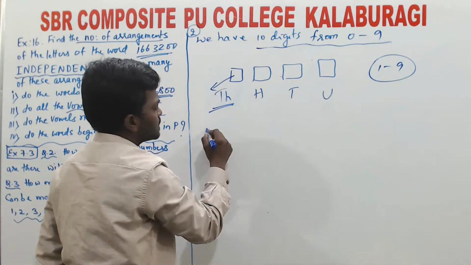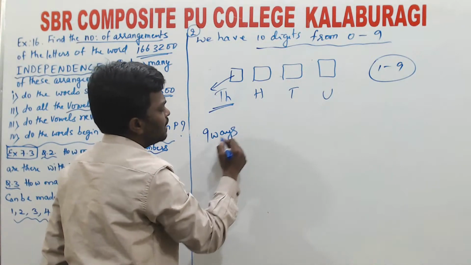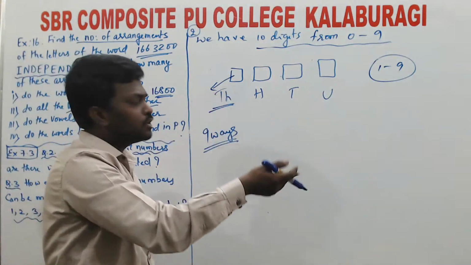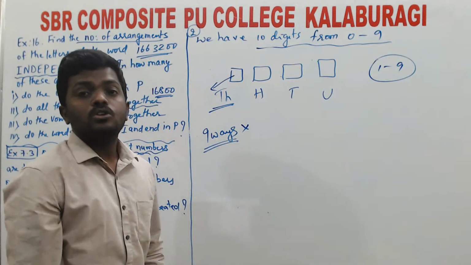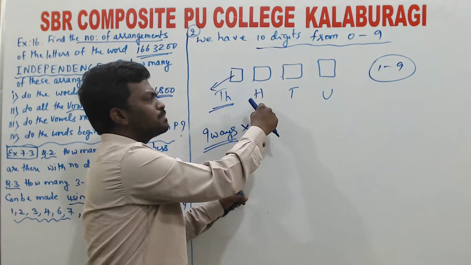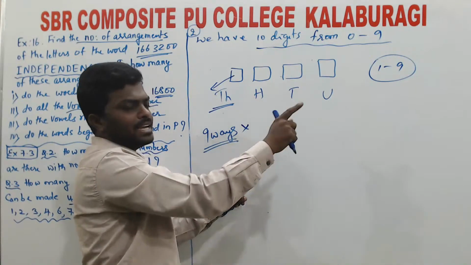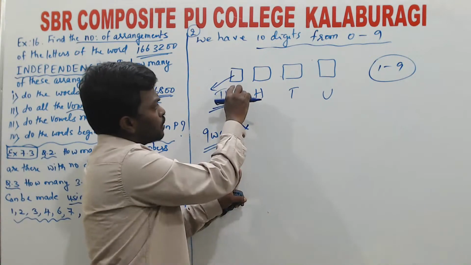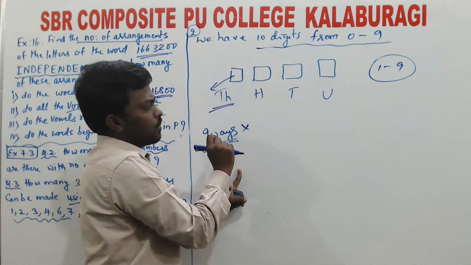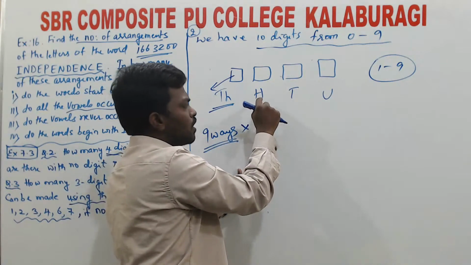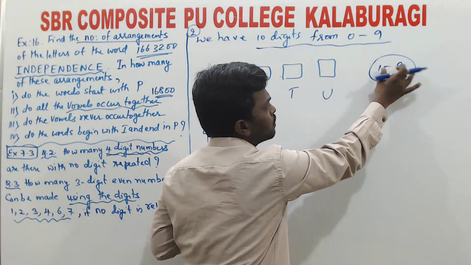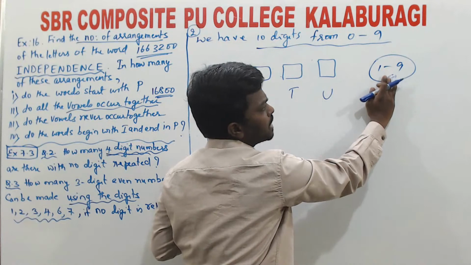So the thousands place can be filled in how many ways? How many possibilities are there? 9 ways. And I have to fill the hundreds place also, so that's why the multiplication rule. In the hundreds place we can fill 0, it doesn't matter, right? Only in the thousands place you cannot fill a 0. So for the hundreds place now 0 also can be filled.